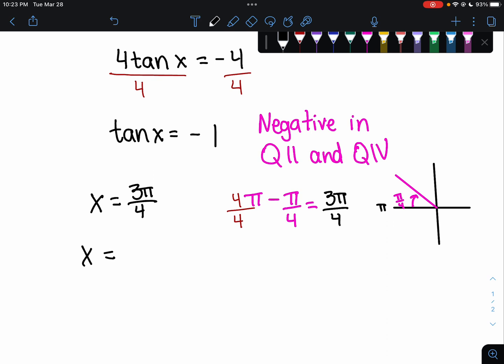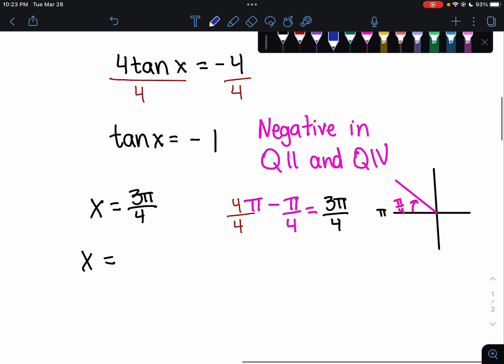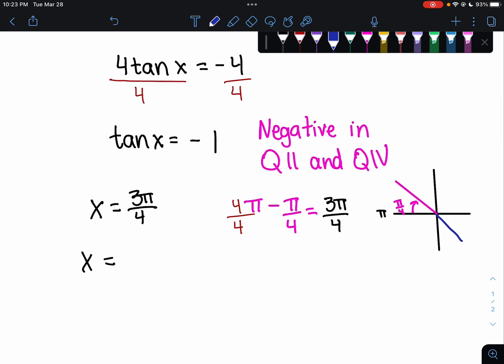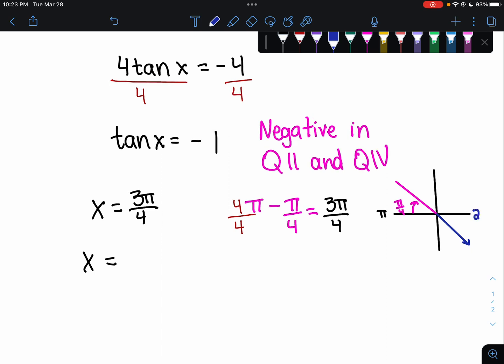Then if I'm thinking in the fourth quadrant, the fourth quadrant is over here. So if I'm trying to find this angle, then I need to use 2 pi and subtract that reference angle of pi over 4 from it. So 2 pi minus pi over 4.